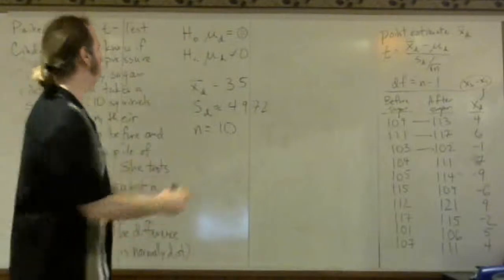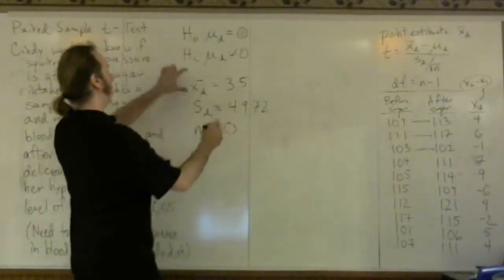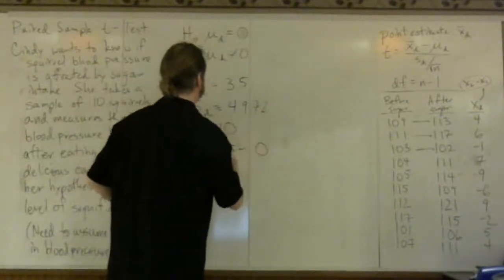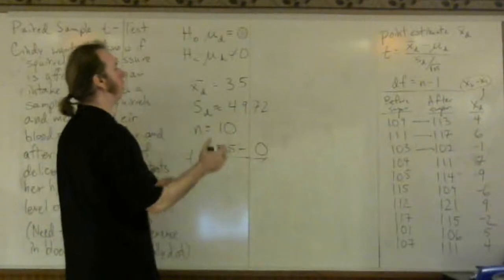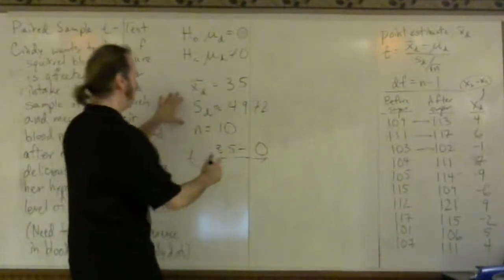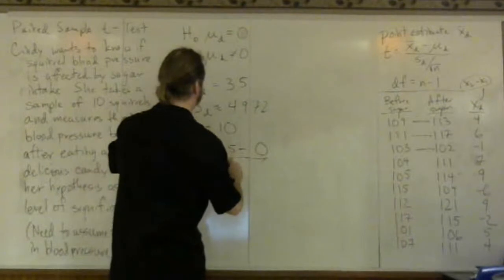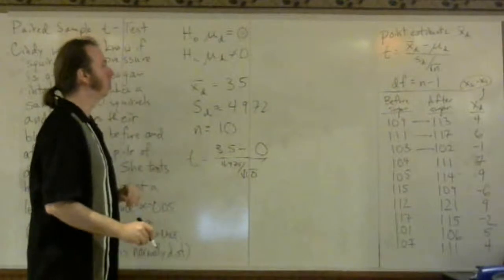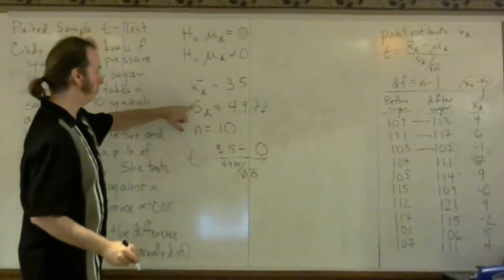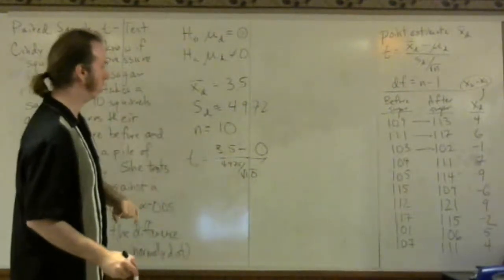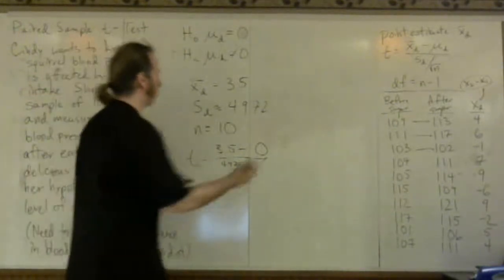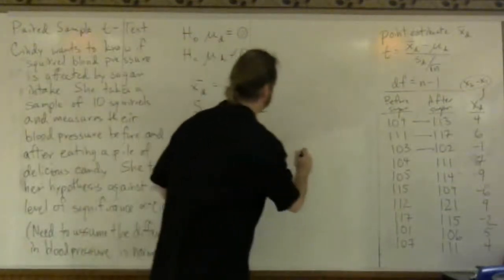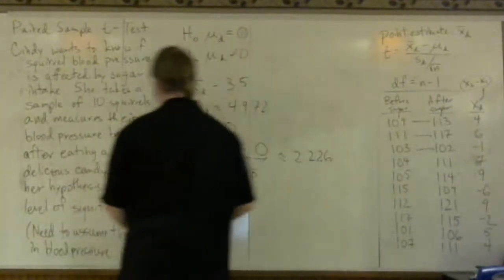So to find my t-value, I take my mean, I subtract the null hypothesis, and I divide by the standard deviation of that sample mean distribution. So I'm dividing by my standard deviation over square root of 10. Crunch that out on the calculator and I get about 2.266 or 2.226.